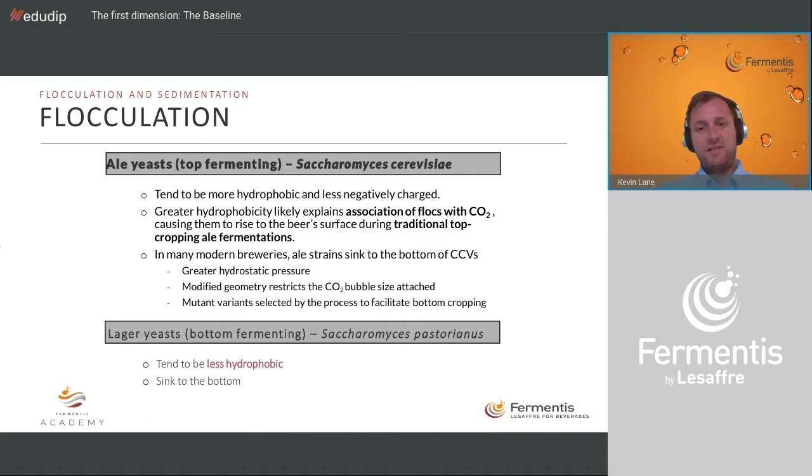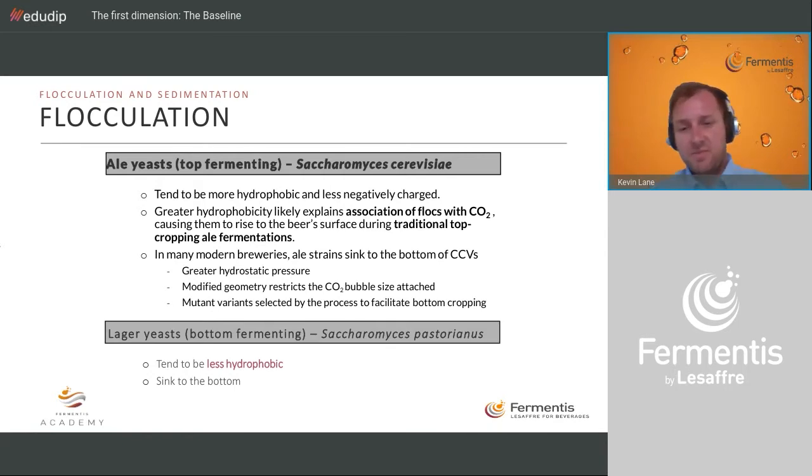It likely explains the association of flocks with CO2, causing them to rise to the beer surface and be trapped in kind of the foam on top of the liquid. In many modern breweries, ale yeast sink to the bottom of the cylindrical conical vessels, CCVs, your fermenters. And that's due to a number of things: the greater hydrostatic pressure in the fermenters, the modified geometry restricts the CO2 bubble size attached. And then also something that we talk about frequently in Fermentis is the selection process done by humans over the course of history, really.